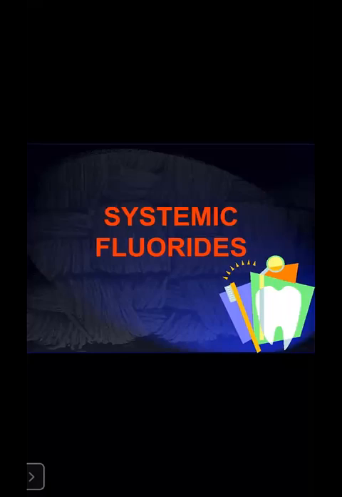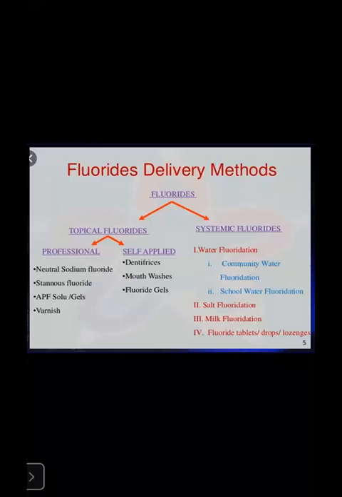Now, systemic fluoride. Normally, the fluoride delivery methods, you look at the screen, it is very important. Fluoride can be given to anybody in two forms. One is topical fluoride, which means the fluoride which is applied directly on the tooth surface. The second is systemic fluoride, in which fluoride will be ingested in the body. Through the systemic route, through blood, it will reach the teeth or the heart tissue. So there are two ways of fluoride delivery.